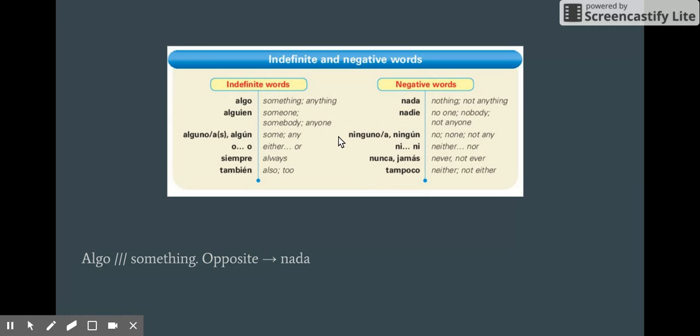One thing I would recommend doing is, if you like using flashcards or Quizlet, to put one of these words, for example, algo, on one side, and on the opposite have its English definition as well as its corresponding negative or indefinite word. So for example, you might have algo on one side, and on the opposite side of the flashcard you have something as well as nada.